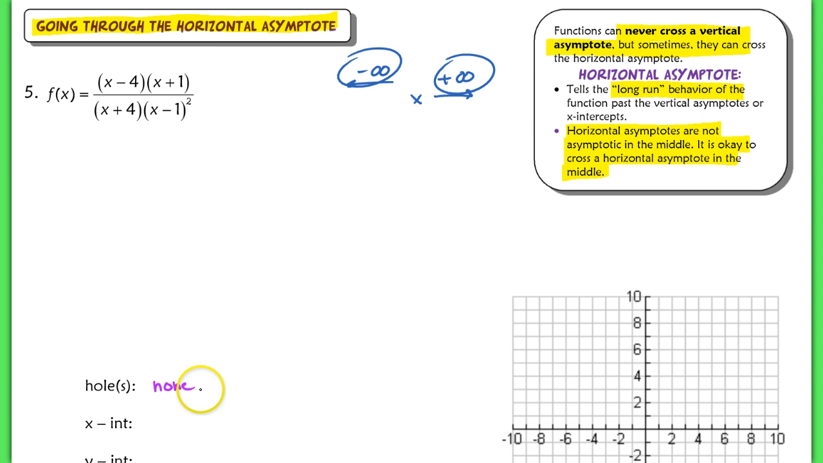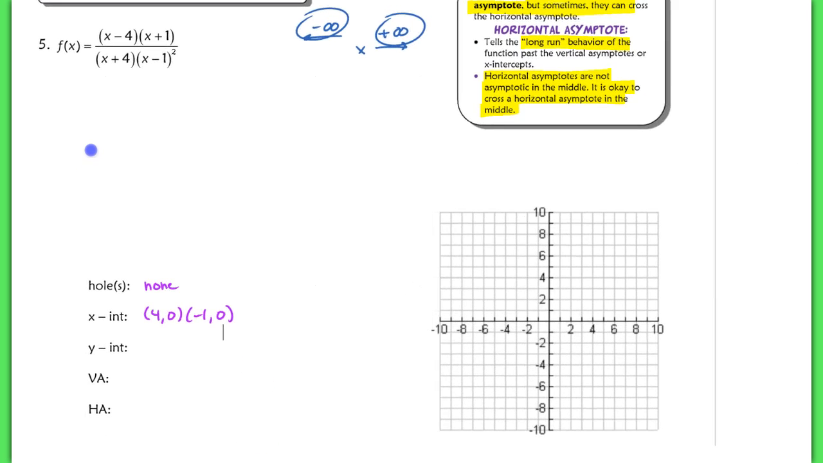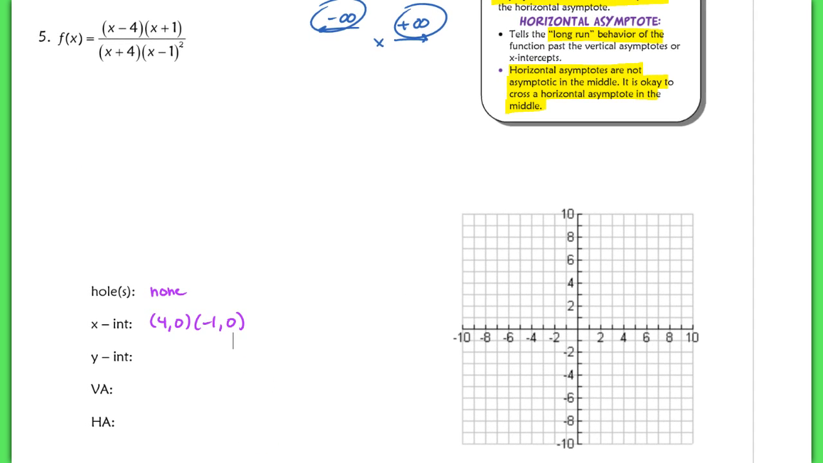Now for the x-intercepts, I have an x-intercept at (4, 0) and one at (-1, 0). And let me just move this up a little bit. For the y-intercept, I should get negative 1 when I plug it in, so I have a y-intercept at (0, -1). For the vertical asymptotes, I have a vertical asymptote at x equals -4 and at x equals 1.